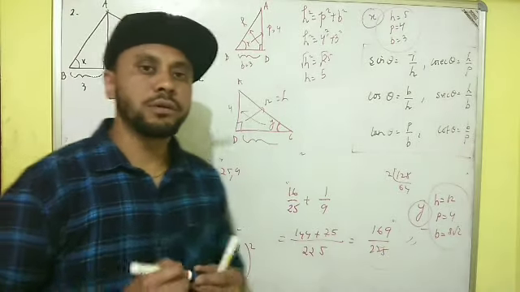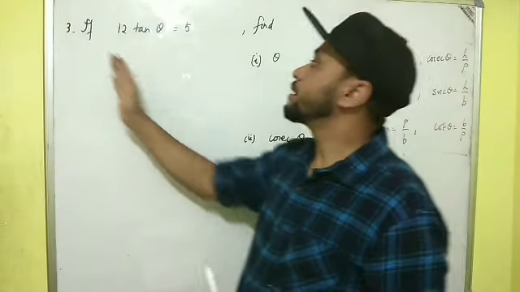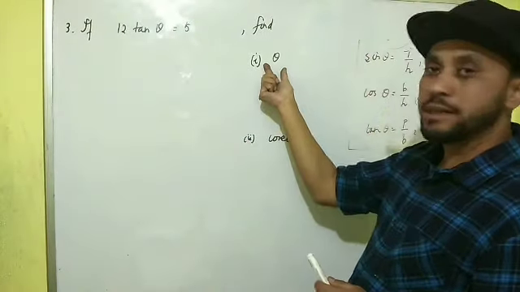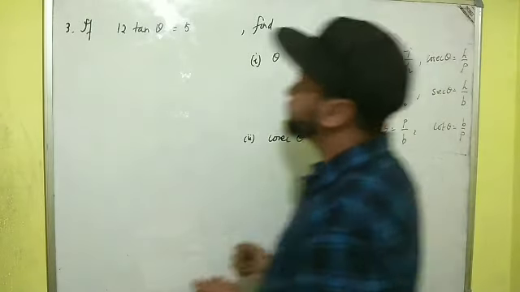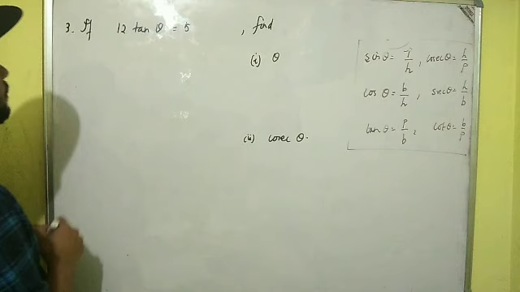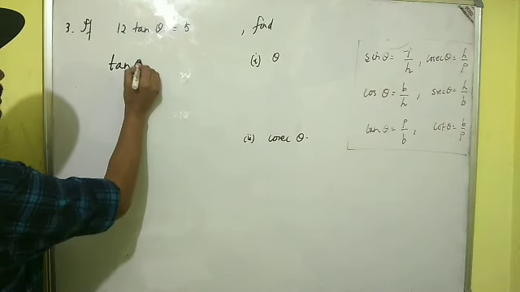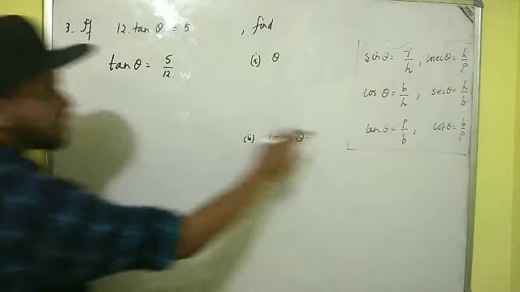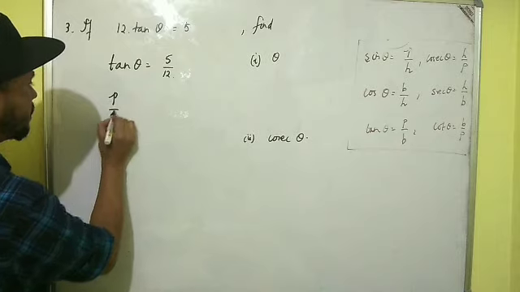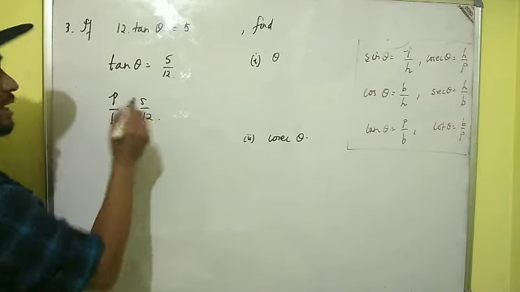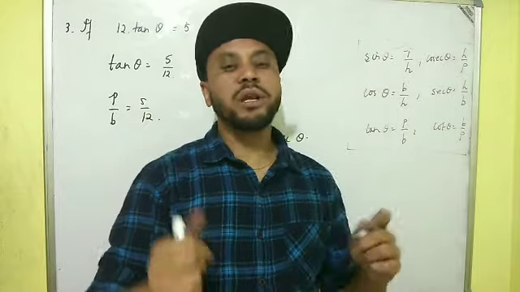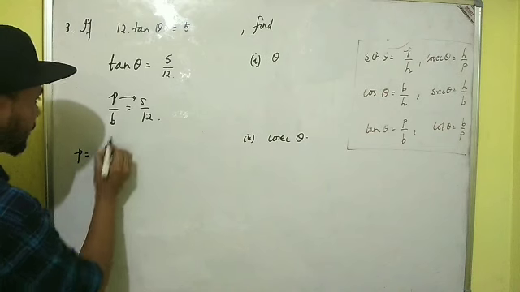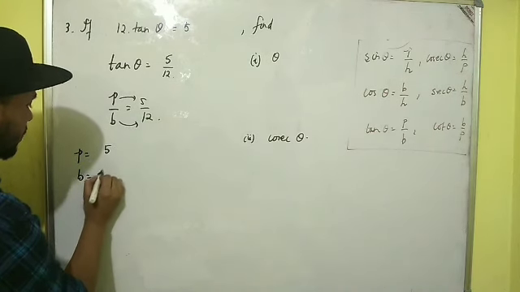Alright, so this is how we solve it. So now let us take the third example. It says if 12 tan theta is equal to 5, find the value of sin theta and cosec theta. Now here, tan theta is equal to 5 by 12. We know that tan theta is p by b, which is 5 by 12. Now we can relate numerator and denominator. So relating, p is equal to 5 and denominator b is equal to 12.